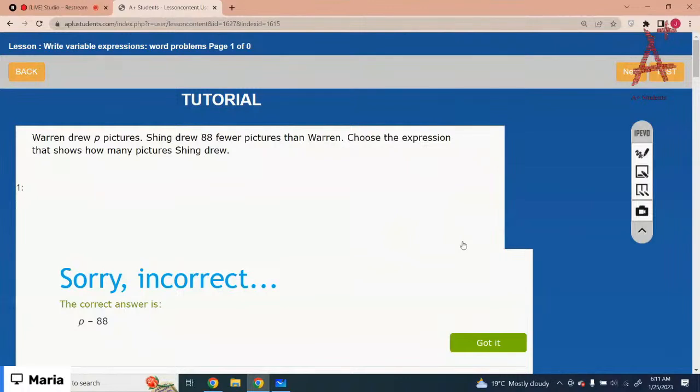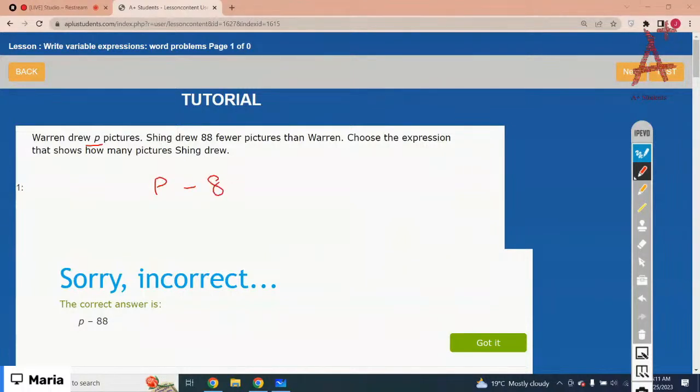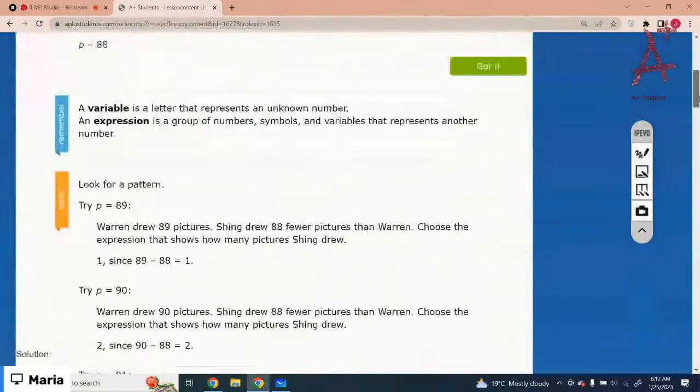Warren drew P pictures. Got it? And then Shing drew 88 fewer than Warren. So 88 fewer than Warren would be P minus 88. Got it? That is the expression that shows how many pictures Shing drew. Shing drew P minus 88 and Warren drew P. You just have to understand the expression and just write down the mathematical expression.